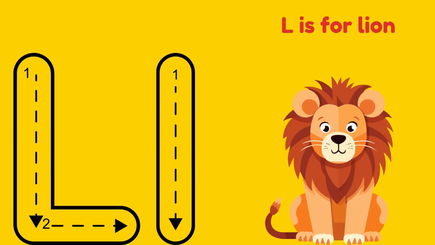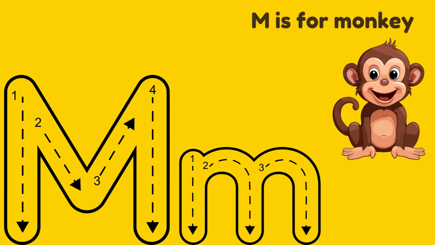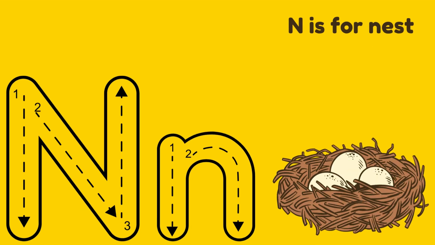L is for lion, brave and bold. Trace your L, a sight to behold. M is for monkey, swinging in a tree. Trace your M with energy. N is for nest, cozy and neat. Trace your N, what a lovely feat.